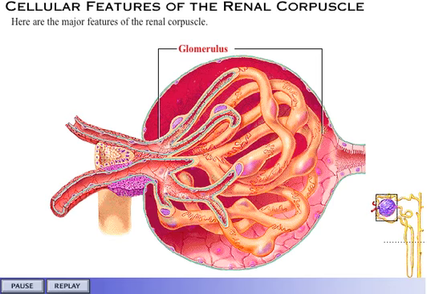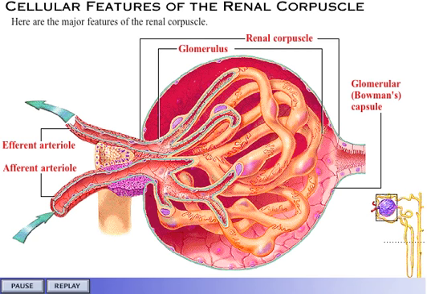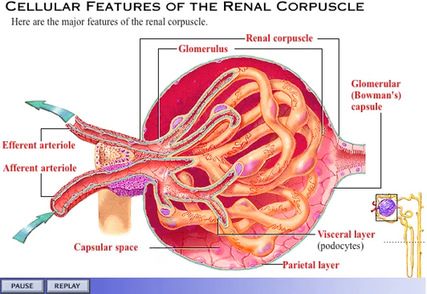The glomerulus, with its larger incoming afferent arteriole and smaller outgoing efferent arteriole, is nested within the glomerular capsule, something like a fist thrust into a balloon. Together, these structures are called the renal corpuscle. The visceral layer of the glomerular capsule is made up of specialized cells called podocytes, which surround the permeable capillaries. Between the visceral and parietal layers of the capsule lies the capsular space, which collects the fluid and solutes being filtered from the blood.